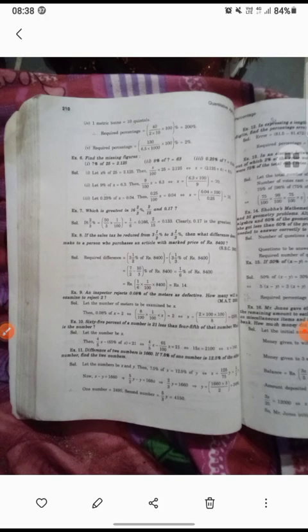Which is greatest, 16 2/3% or 2/15 or 0.17? We have to tell out of the three. So 16 2/3% we will write as 1/6, which means 0.166. 2/15 is 0.133. Clearly 0.17 is the greatest.